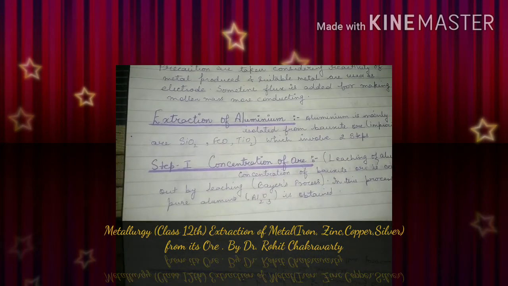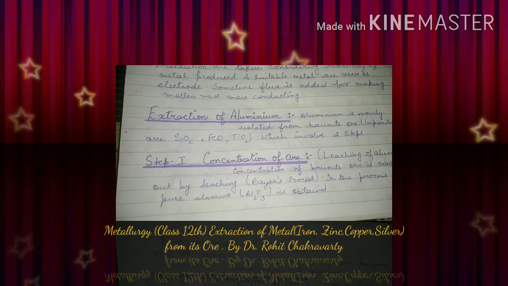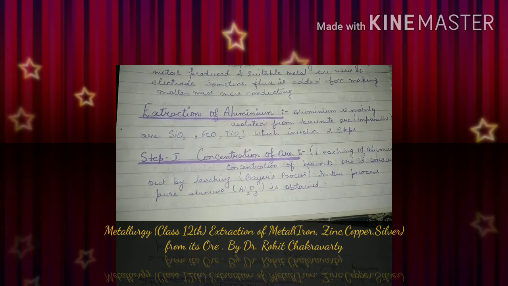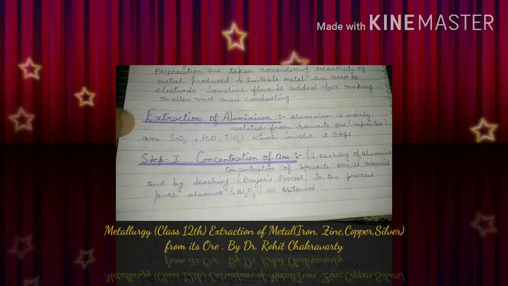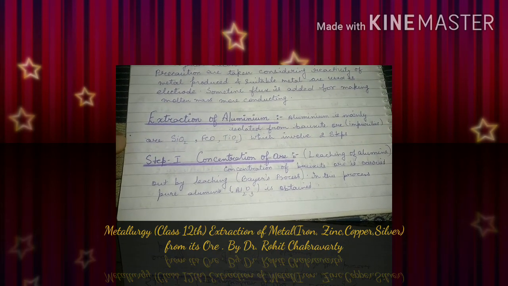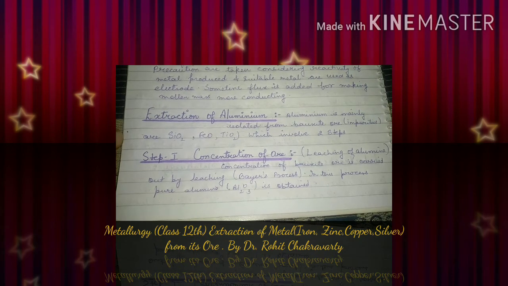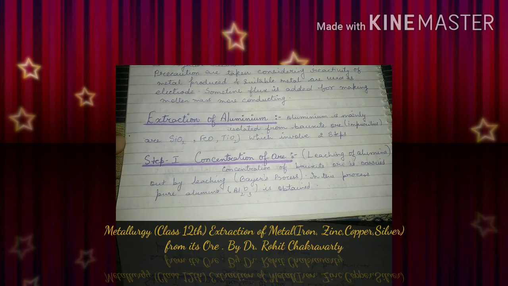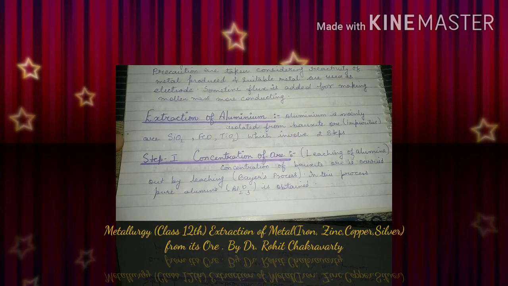So here the extraction of aluminium, the process has been described over here. Aluminium is mainly isolated from bauxite ore, and the impurities are silicon dioxide, iron oxide, and titanium oxide. These are the impurities. So how can we isolate aluminium? So पढ़ लेते हैं एक बार.